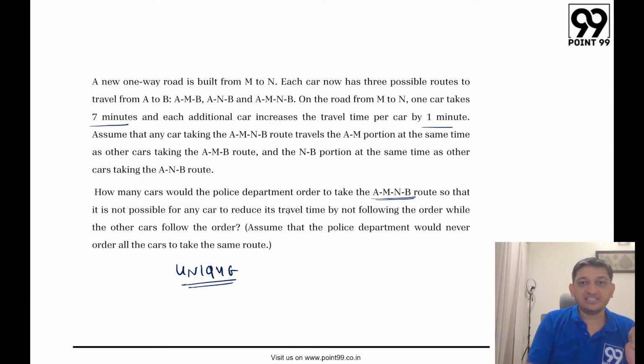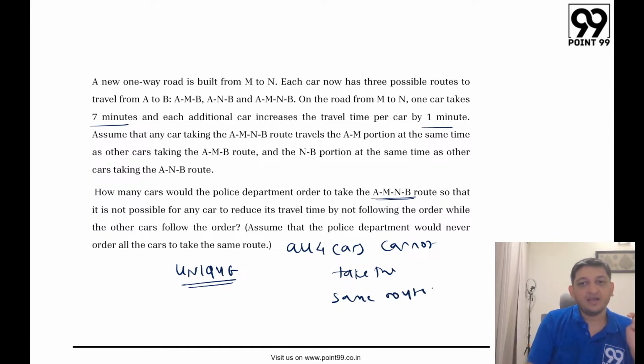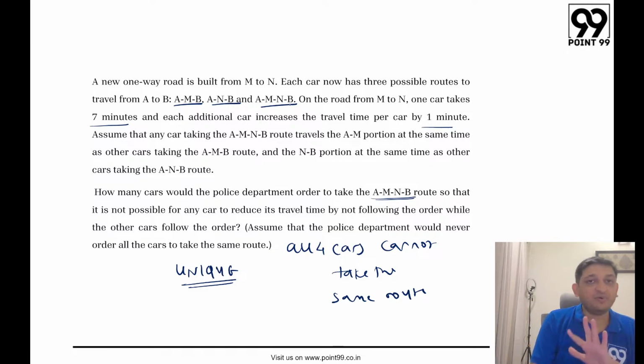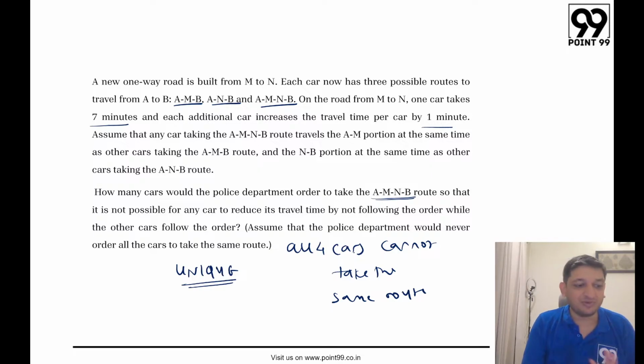ठीक है, because the question is the police department would never order all the cars to take the same route, which basically means that all four cars cannot take the same route. Now route is different, road is different. ठीक है, route is ये AMB is a route, ANB is a route, AMNB is a route, road is AM, MN, NB. So ऐसा वो लोग नहीं बोल रहे हैं कि you cannot ask cars to go from AMB and AMNB, ऐसे नहीं बोल सकते, because then AM will have all four cars ना. So that is not what this is trying to say. Coincidentally, the answer comes out to be that, but that's not what is implied by the question.